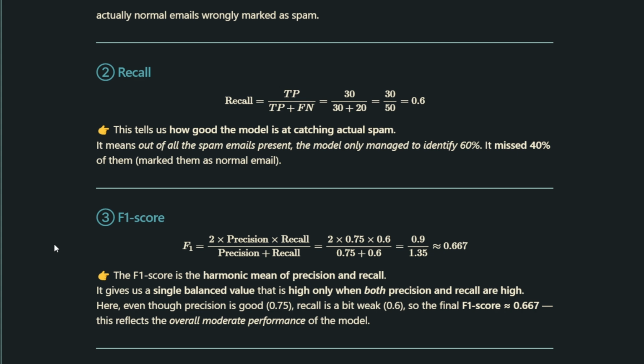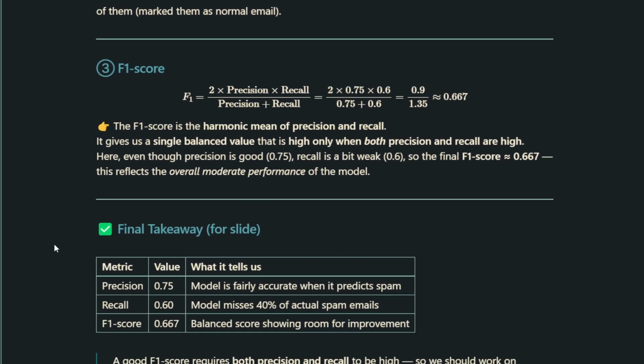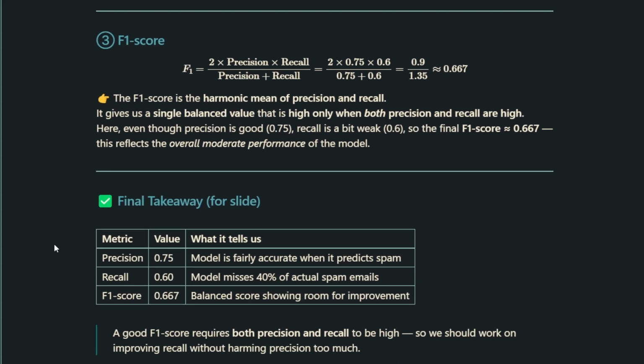Finally, the F1 score is 2 times precision times recall divided by precision plus recall. Plugging in the numbers, we get about 0.667. So what does this tell us? Even though precision looks pretty good at 0.75, recall is weaker at 0.6. The F1 score balances the two and shows us the model's overall performance is moderate, with clear room for improvement.